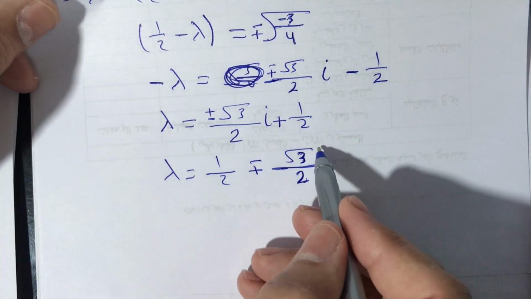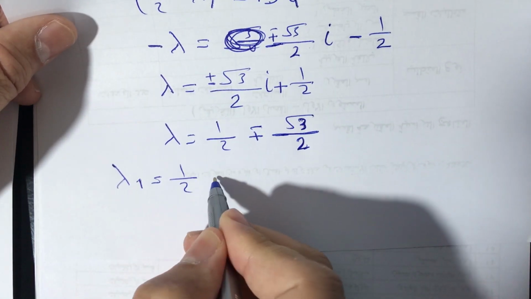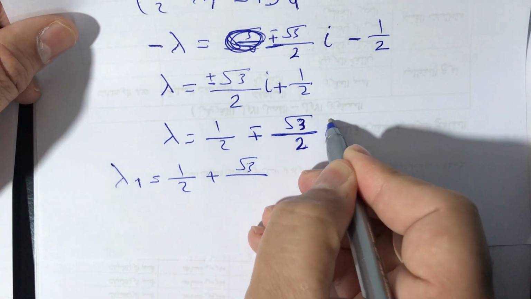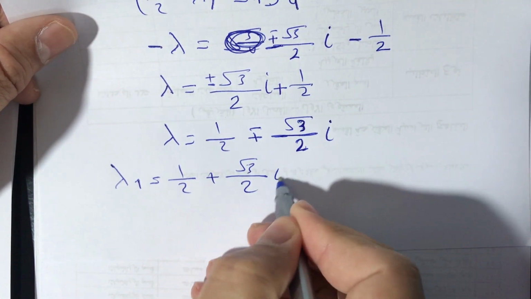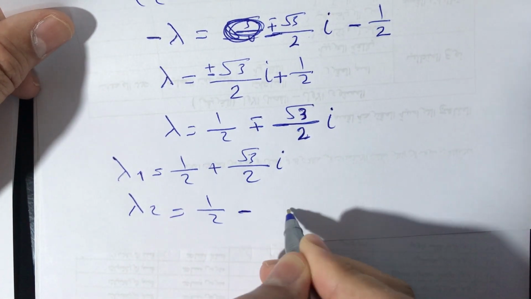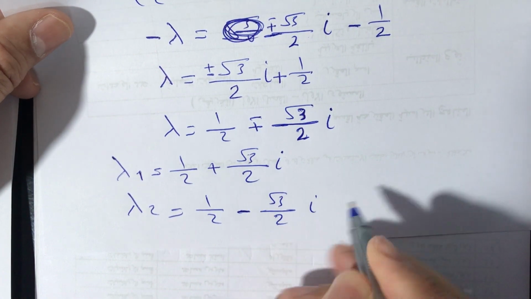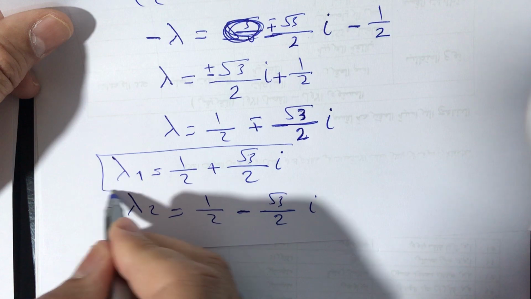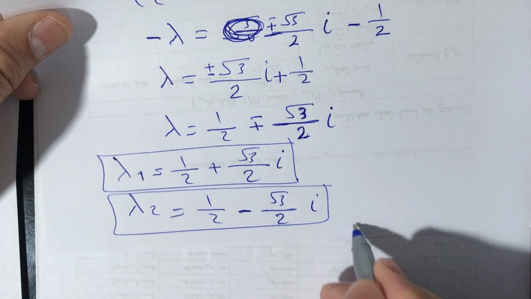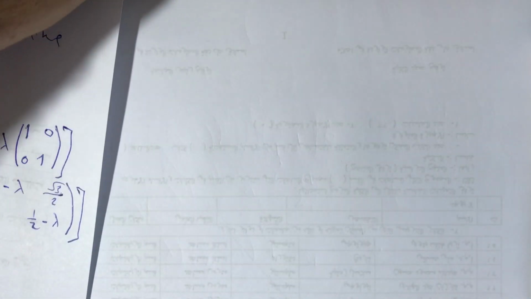So lambda 1 is equal to 1/2 plus root 3 over 2 I, and lambda 2 is equal to 1/2 minus root 3 over 2 I. This is lambda 1 and this is lambda 2. This is page number 4. I think this is clear.